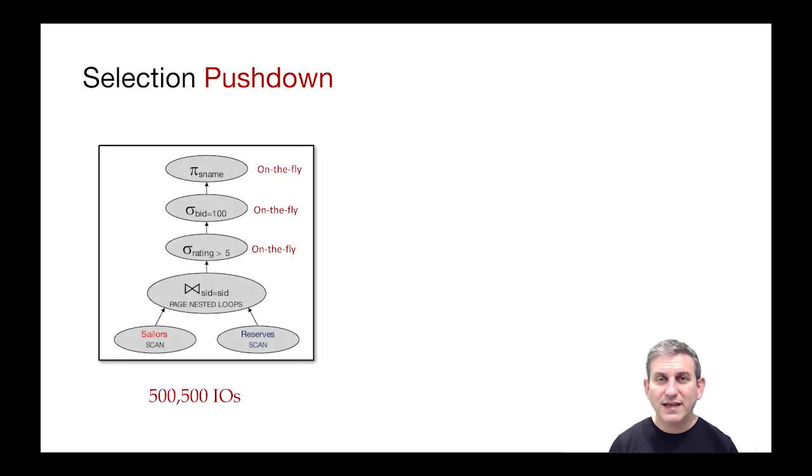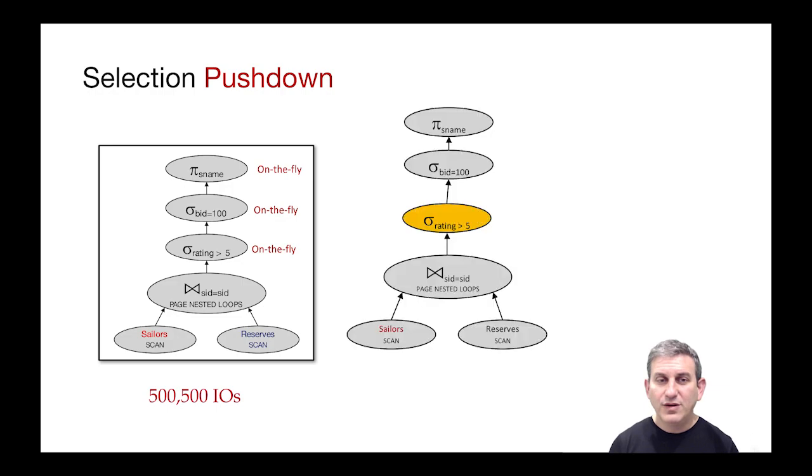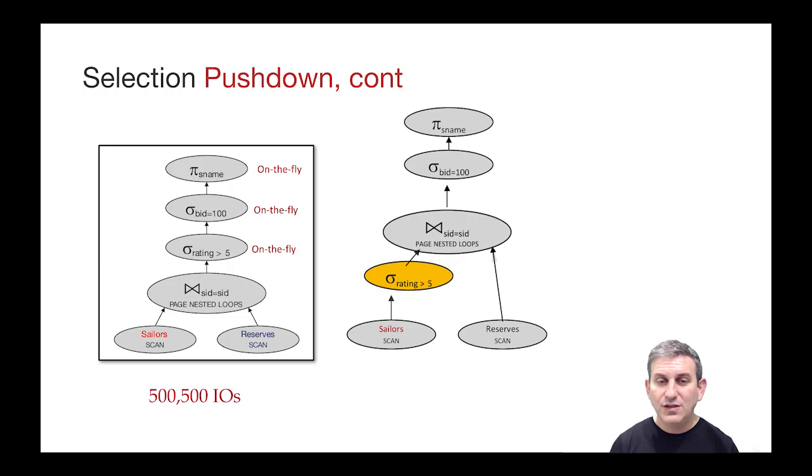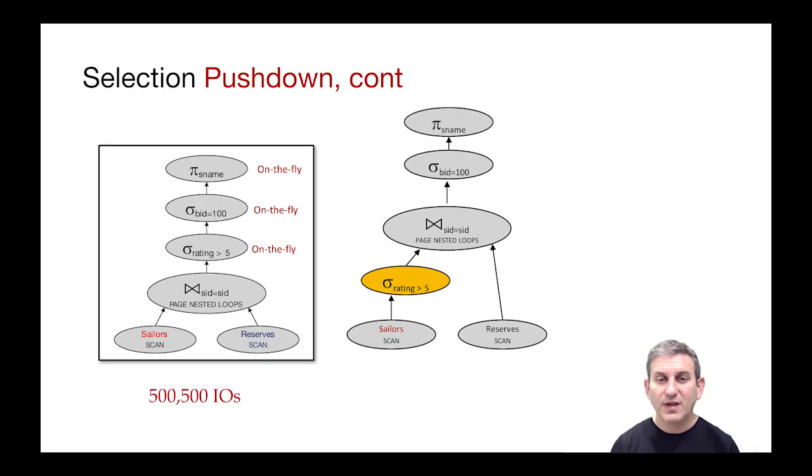Let's start by looking at selection pushdown, which we said is a heuristic that we want to use in all cases. So here we're going to take the rating selection and push it down through the join to the sailors table because it's a predicate only on sailors, and we can apply it as early as the scan of sailors here. So let's see how this affects our costs.